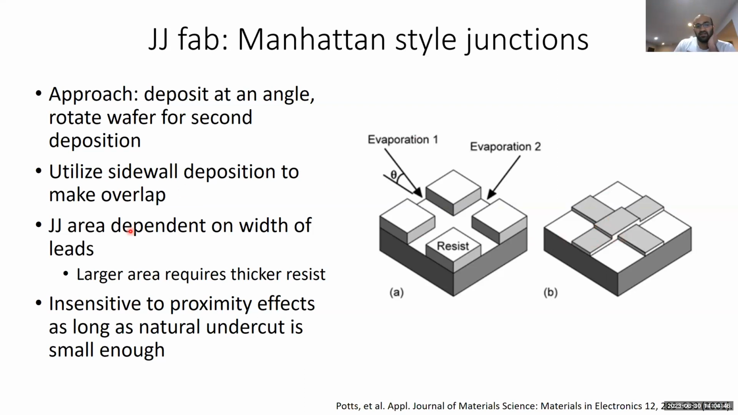And the nice thing about this is that the Josephson junction area is really only dependent on the width of these leads. And of course, if you want a larger junction area, you need a thicker resist in order to make this work. But as long as the natural undercut in these regions is small enough, you are less sensitive to proximity effects. Okay, so those are, really quickly, the three most common styles of junctions.